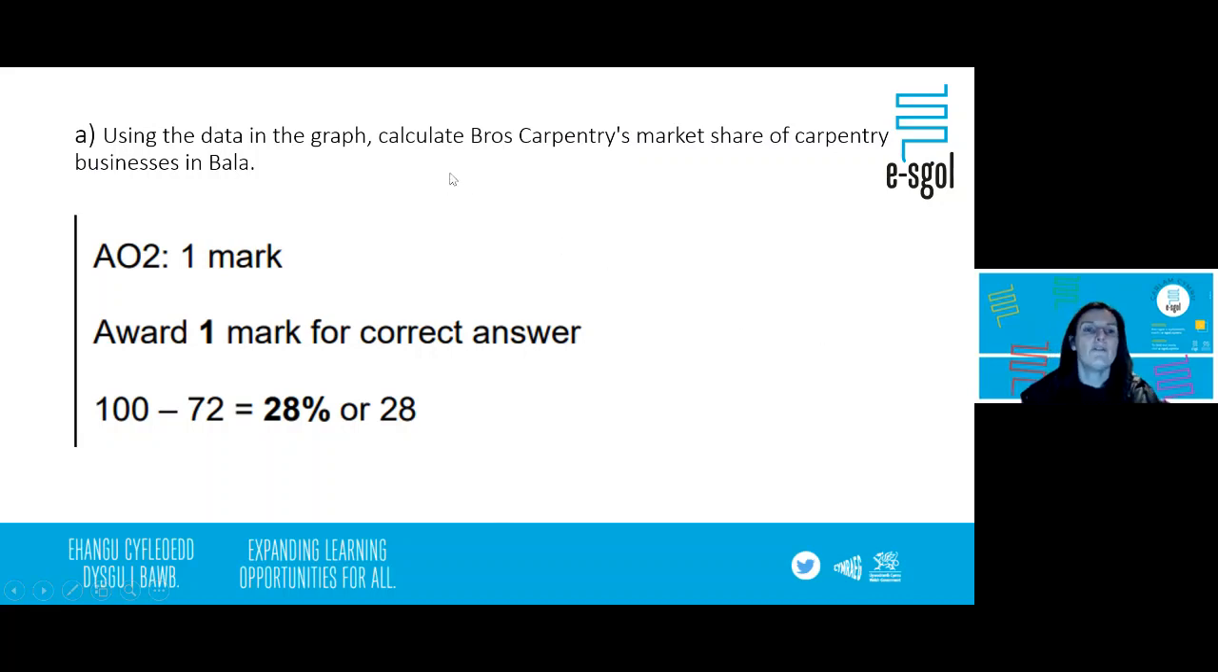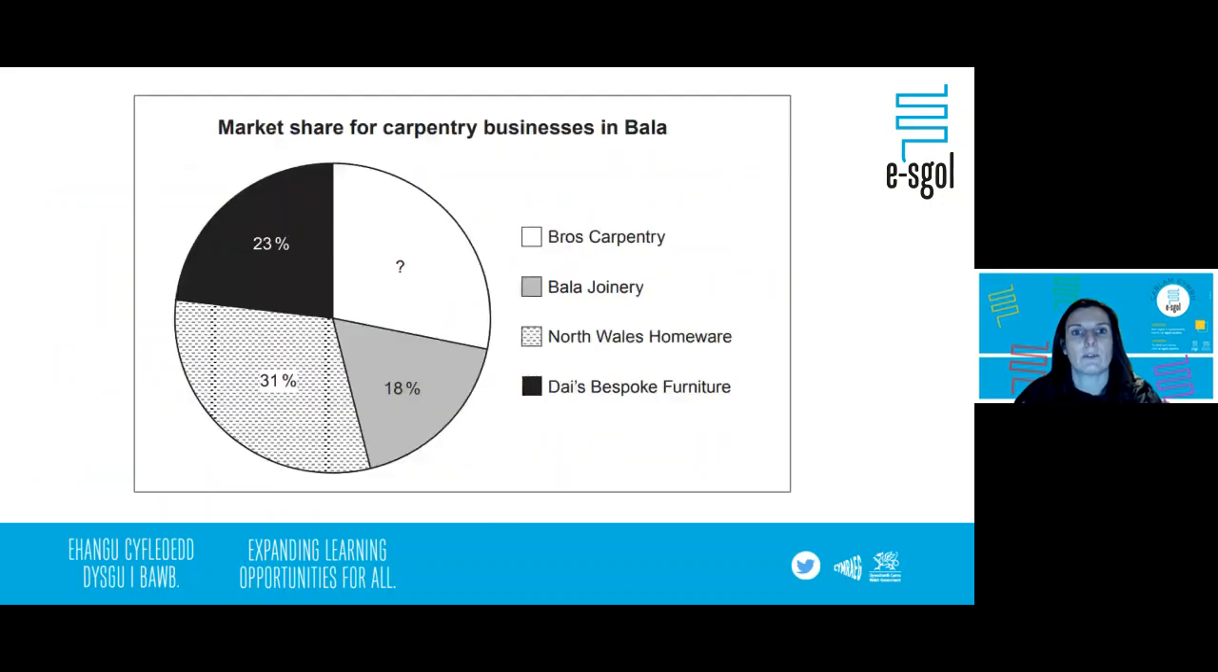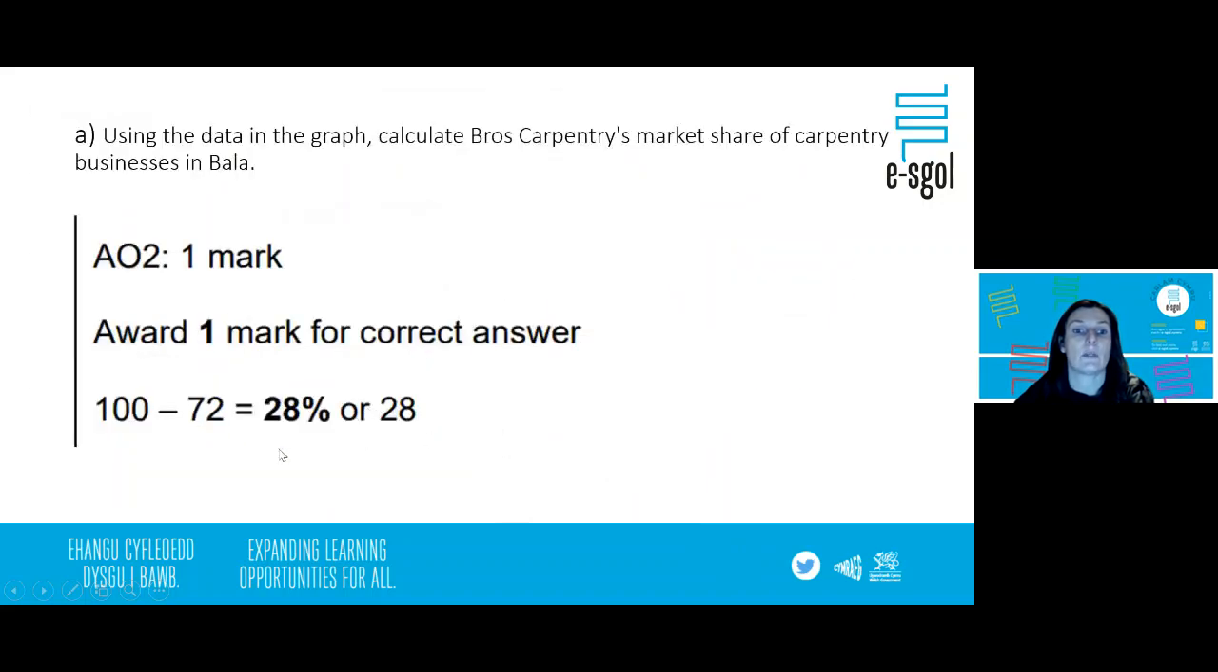Okay, so the first question was: using the data in the graph, calculate Brose Carpentry's market share of the carpentry business in Bala. So that was pretty straightforward, really. All you needed to do was add these three up and then take whatever was left, take that away from 100, and that would give you the market share, which was 28%.